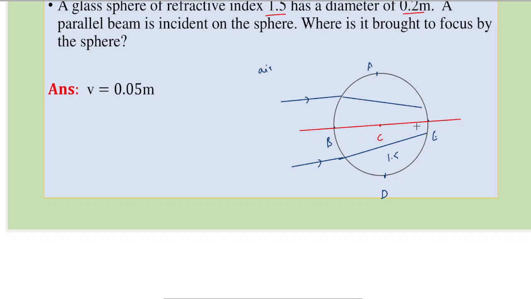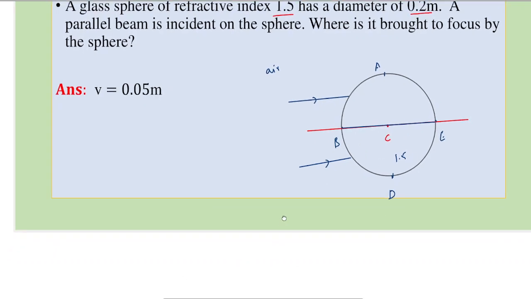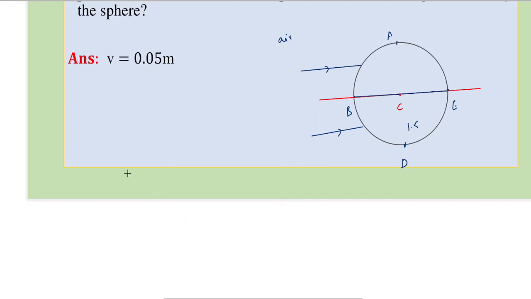So first find out whether the image is formed within the sphere or whether the light ray is tending to go beyond the point E. To understand this, recall that the sphere's diameter is 0.2 meter. So the whole distance from here to here is 0.2 meter, which means C to B would be 0.1 meter and C to E would again be 0.1 meter. So we'll first take the surface ABD.